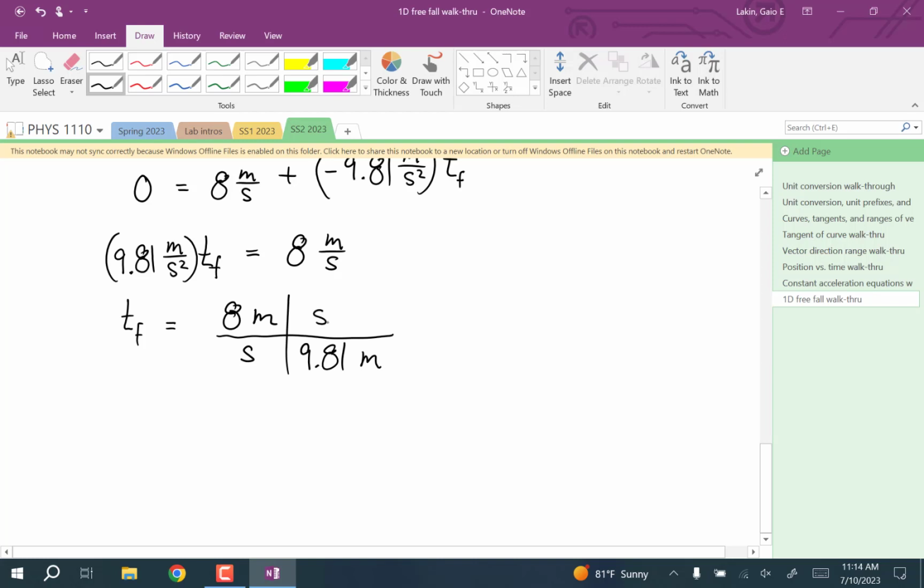meters, with now the seconds times seconds. Since we're dividing, they go in the numerator. You cancel one of these seconds, you cancel the meters, and we end up with a time of 8 divided by 9.81 is 0.82. The units we have left are just seconds, which makes sense for a time. And so that's the answer for part A.